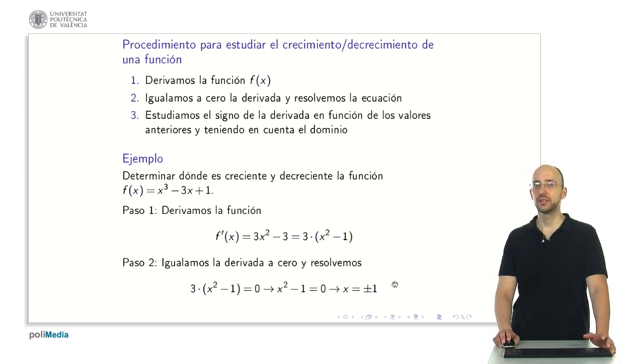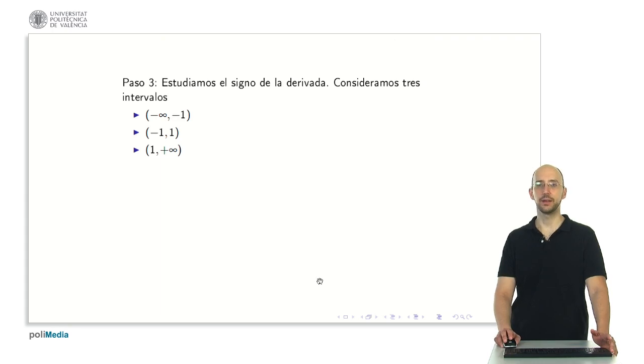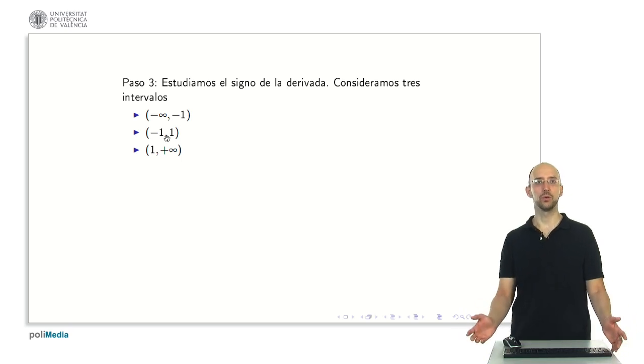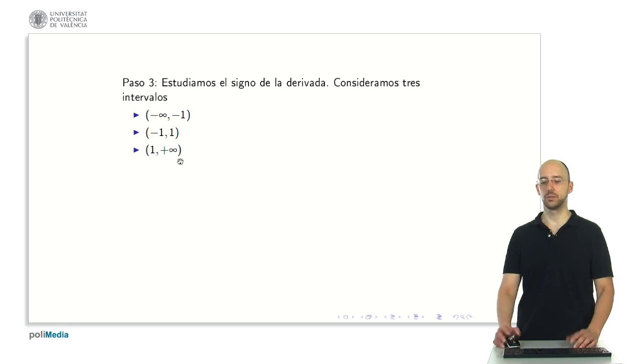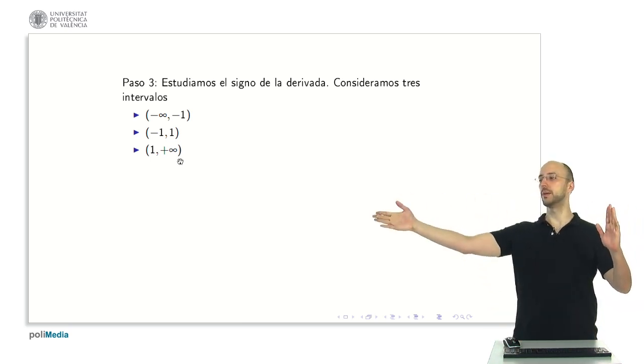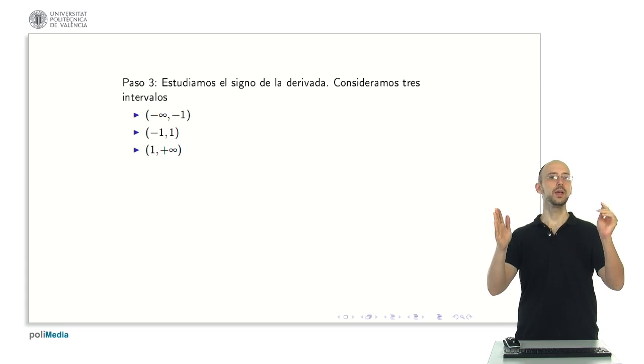The next step is to determine when the derivative is positive or negative. These 2 points divide the real number line into 3 intervals: from negative infinity to minus 1, from minus 1 to 1, and from 1 to positive infinity. All these intervals are open, meaning that none of them includes either 1 or minus 1. Indeed, at both 1 and minus 1, the derivative is 0, so it's neither positive nor negative at these points. Therefore, we consider the 3 open intervals.